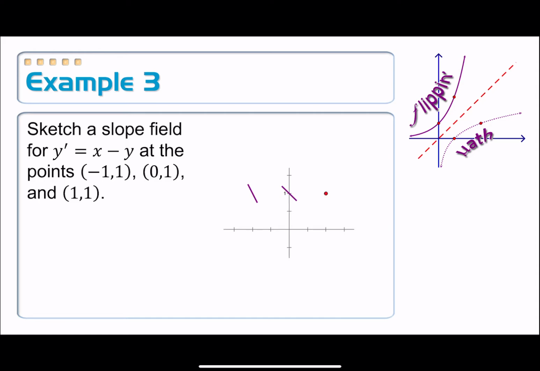Okay, and then finally we're going to look at 1, comma 1. So if I plug 1, comma 1 in there, 1 minus 1 is 0, so I should have a little horizontal line segment right there.